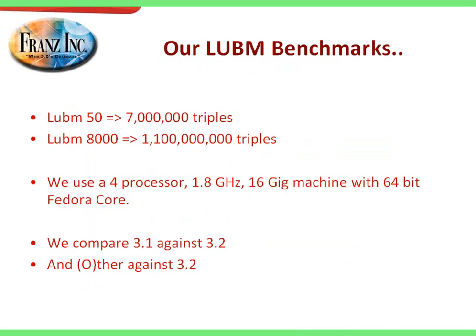So what I'm going to show you is how we do on the Lubum benchmark, on the 14 queries in the Lubum benchmark. And we'll use Lubum 50, which is about 7 million triples, and Lubum 8000, which is 1.1 billion triples. We do the experiment on a 4-processor 1.8 gigahertz 16 gig machine, and what I'll show you is both a comparison of 3.1 against 3.2 and one other vendor against 3.2.